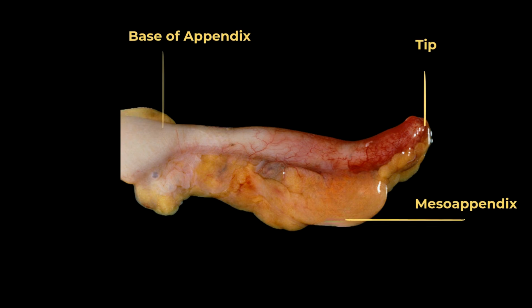A small triangular fold of peritoneum called the mesoappendix connects the appendix to the mesentery of the terminal ileum. It carries the blood vessels and nerves that supply the appendix.